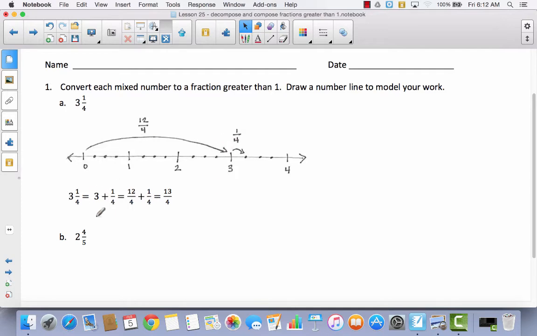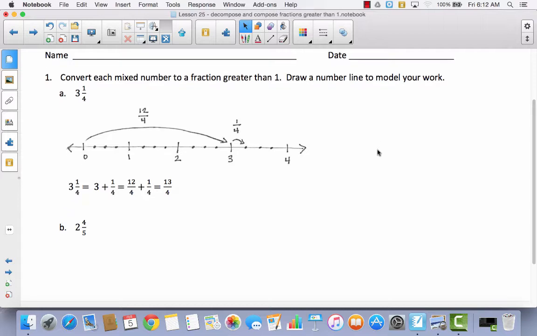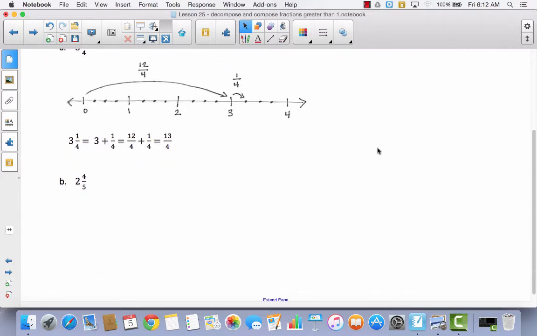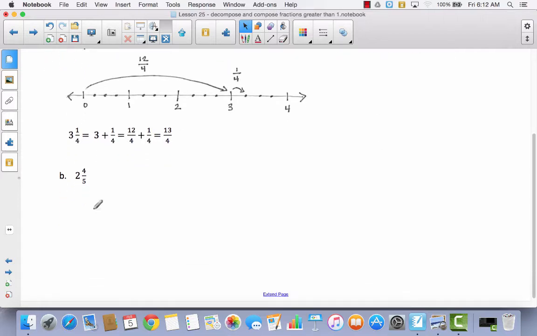And then you can see they have 3 plus 1/4. They just separated the whole number from the fraction. And then they said, well, 3 is the same thing as 12/4, and we add it together, you get 13/4. So let's see what we can do with this 2 and 4/5. Let's start with our number line. We're going to need to make our number line go from 0 to 3, since we know it has to at least go to 2 because we have 2 and 4/5, and it goes 4/5 past 2. So let's just go ahead and make it from 0 to 3.